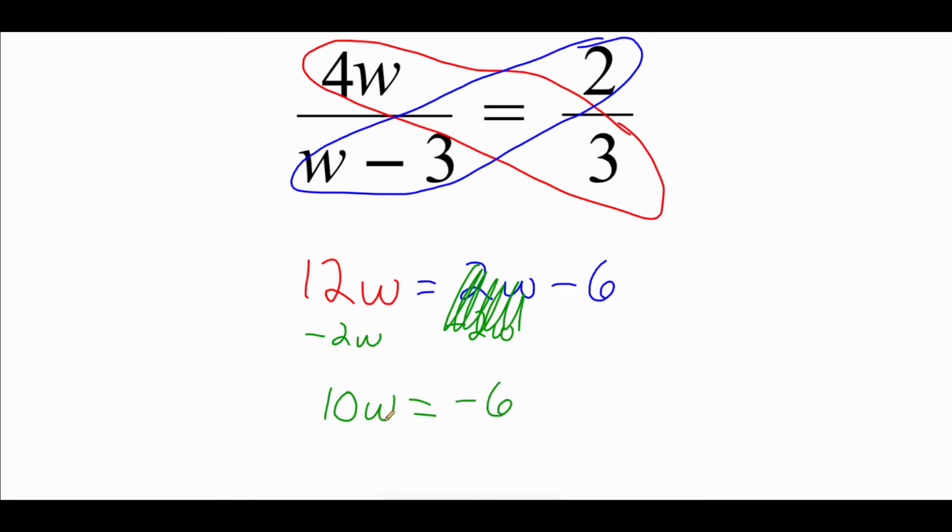Now I want to get the w alone, and right now it's 10 times w. So I'm going to divide both sides by 10 in order to cancel out that 10 in front of the w. So I get w equals negative 6 over 10.